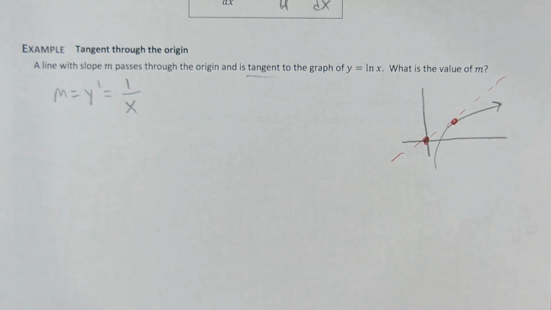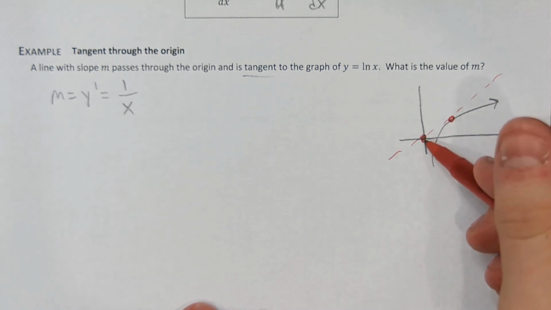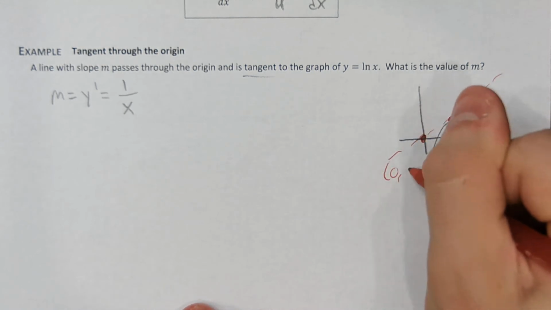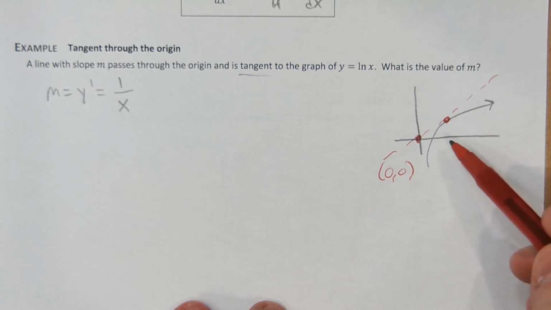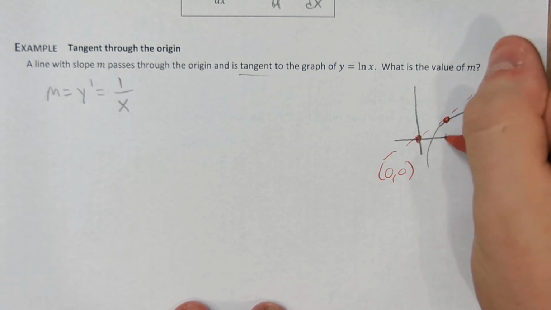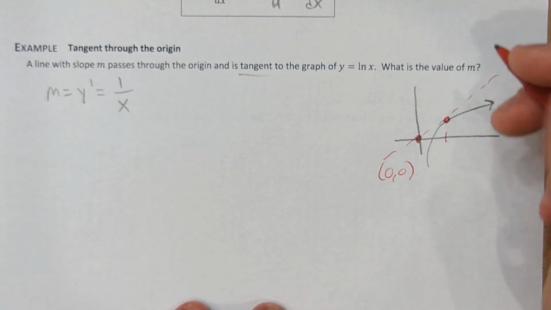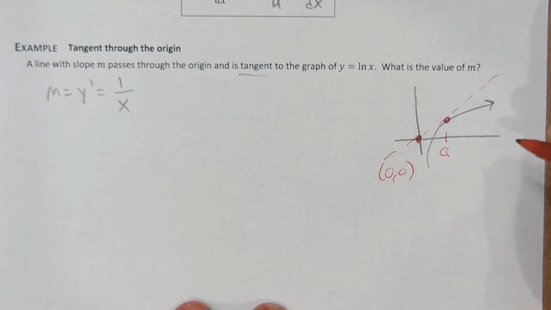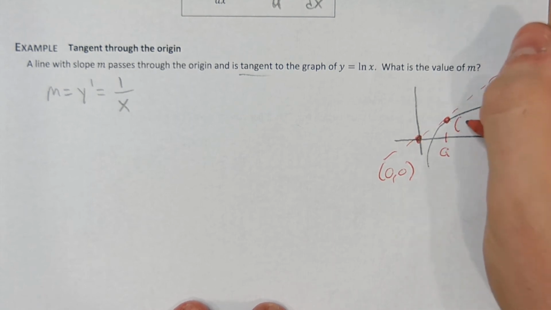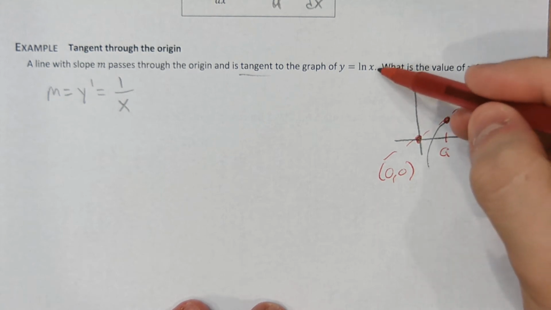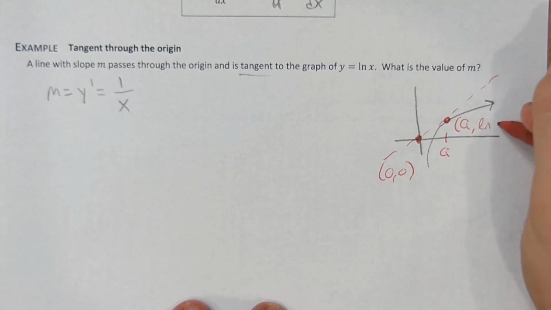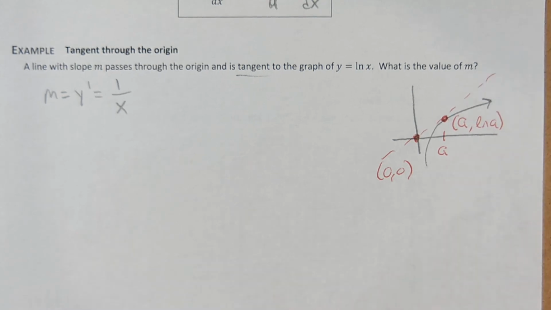And here's how we're going to pull that off. This coordinate right here is the origin. We know it's (0, 0). Now this coordinate, the only thing we know about it is that it happens to be on ln of x. That means we don't have a value right here, so we're going to make one up. We're going to say this value is a. That means the coordinates here are (a, whatever you get when you plug in a). If you plug in a, you get the ln of a. I now have two coordinates.